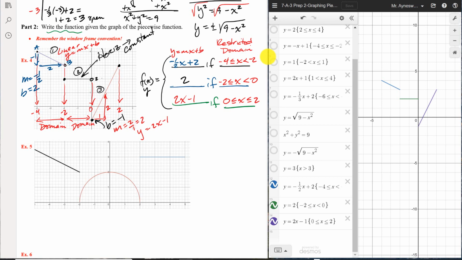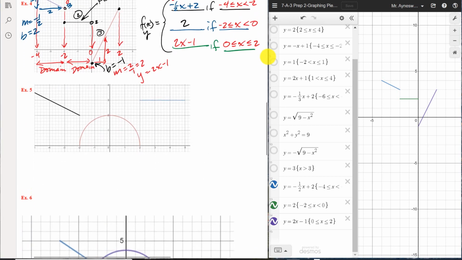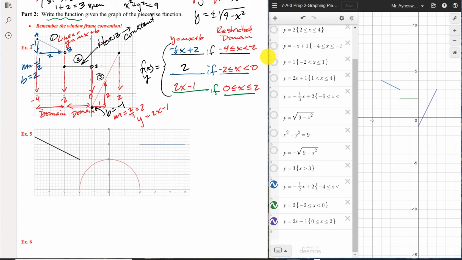All right. Let's try this one. So again, we're going to use similar skills. Okay, we have 3 pieces. So obviously piece 1, piece 2, a semicircle, all hint, hint. All right, piece 3, horizontal. So this is linear. This one has slope. This one's horizontal, so it's a constant function.